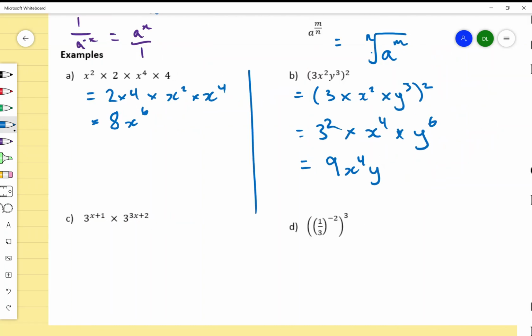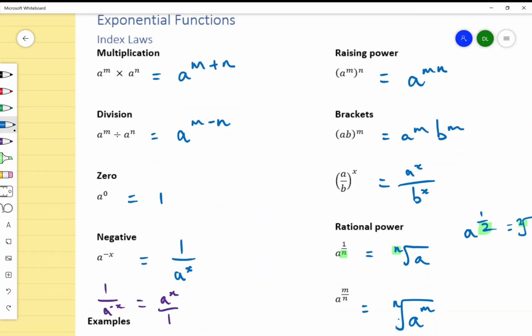There we go. So if I go back to this rule over here, all I'm doing is multiplying 2 terms, both of them with the same base, to the power.